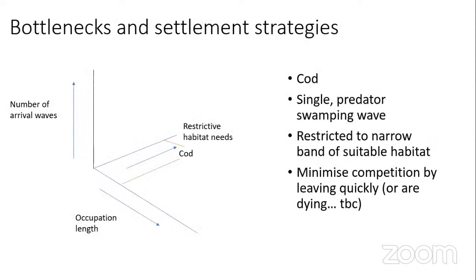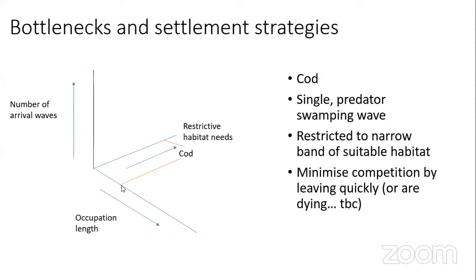Cod is very different from this because they're based on spawning aggregation. They're arriving in basically one big wave. They have the most restrictive habitat needs, based on a very narrow strip of habitat around the coast, at least in the West Coast population. So if they stay for any length of time, they're going to end up over here, which is the most dangerous area for bottlenecks.